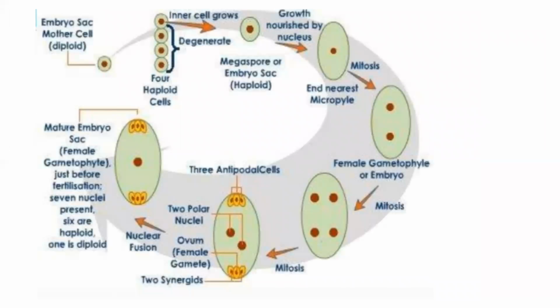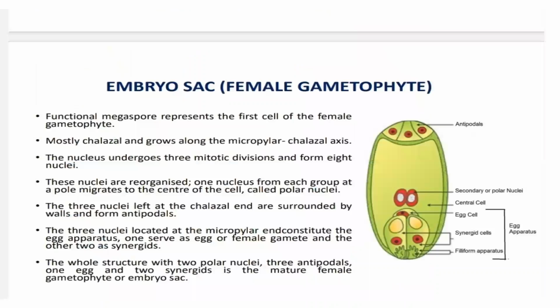The embryo sac mother cell, which is diploid, undergoes meiotic division and gives rise to 4 haploid cells. The 4 are arranged in a linear state. Of the 4 haploid cells, the lower 3 cells degenerate and the upper one remains. So that is the functional megaspore. It represents the first cell of the female gametophyte. So in simple way, the upper one, the functional megaspore, represents the first cell of the female gametophyte.